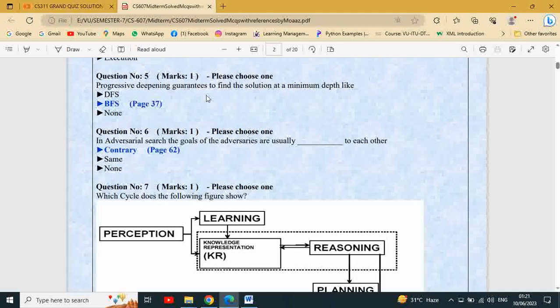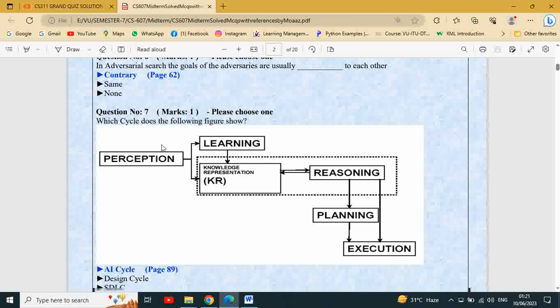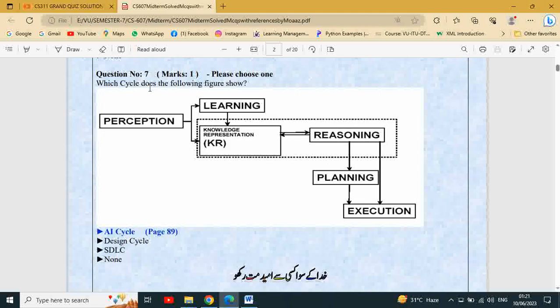Progressive deepening guarantees to find the solution at a minimum depth like BFS. In adversarial search, the goals of the adversaries are usually contrary to each other. Which cycle does the following figure show?